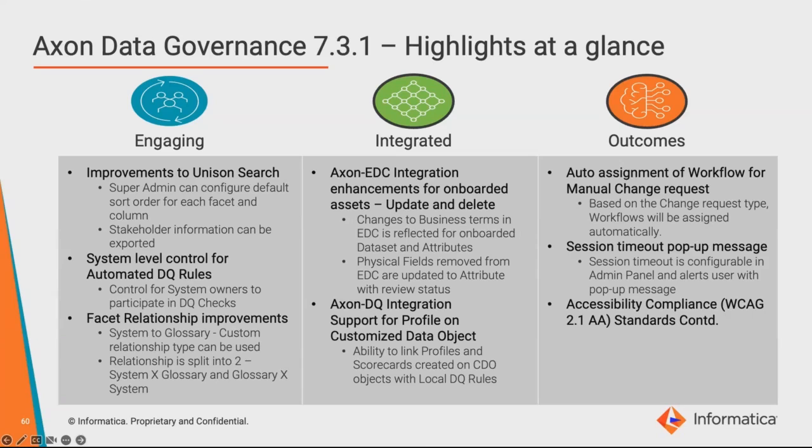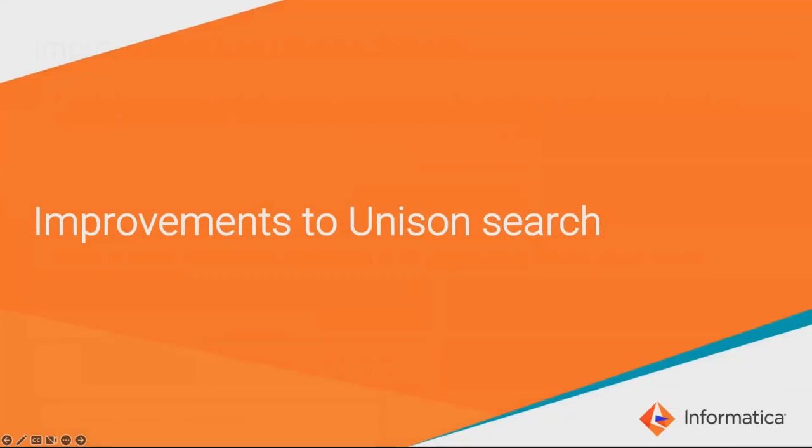Here, the major thing is the Axon ADC integration enhancements, wherein earlier we brought in the data set and attributes to be created alone. If there was any change after it had been onboarded, we were not able to update it. It was a manual synchronization task, which was a tedious one. Now we are doing the update and delete, which is an automated process. A bunch of improvements on the Unison search. There is also DQ rule automation wherein the control is provided at the system level. Earlier, it used to be at the standard glossary level or the standard DQ rule level. Along with all these things, we also worked on accessibility, which I covered in the last, towards the WCAG 2.1 AA standards.